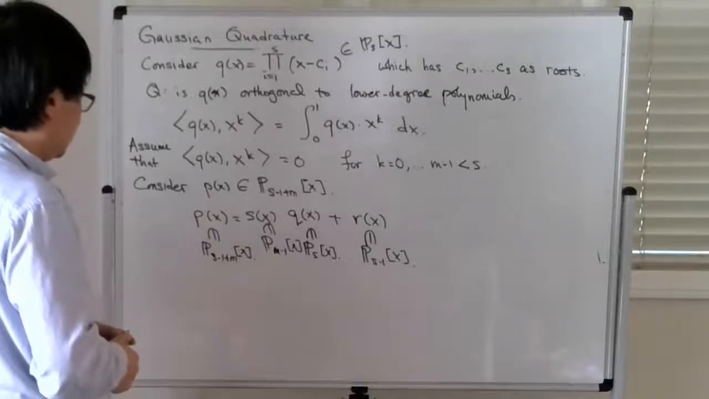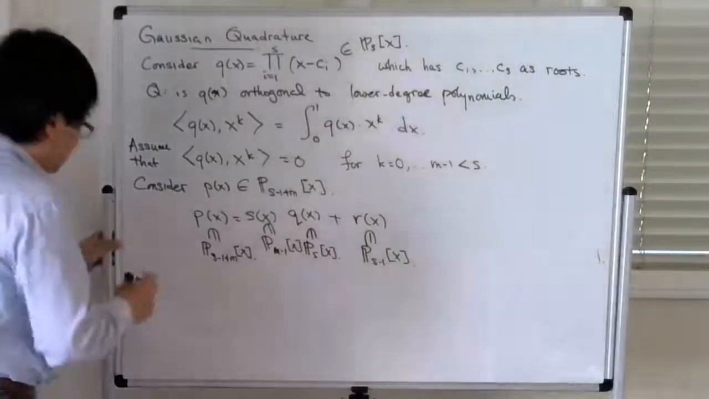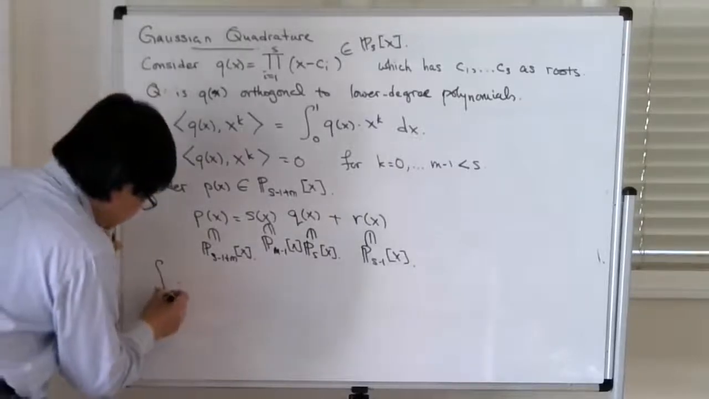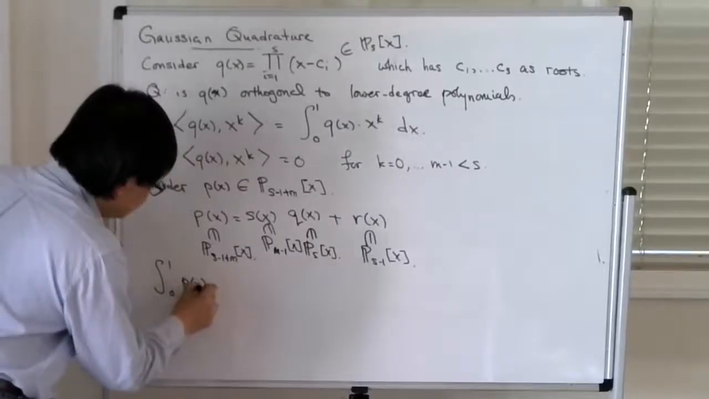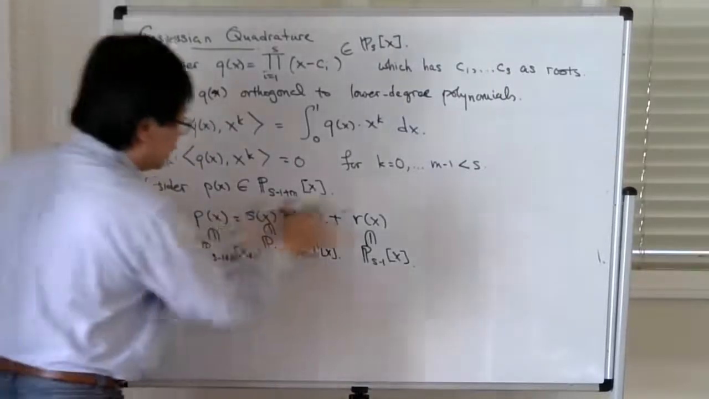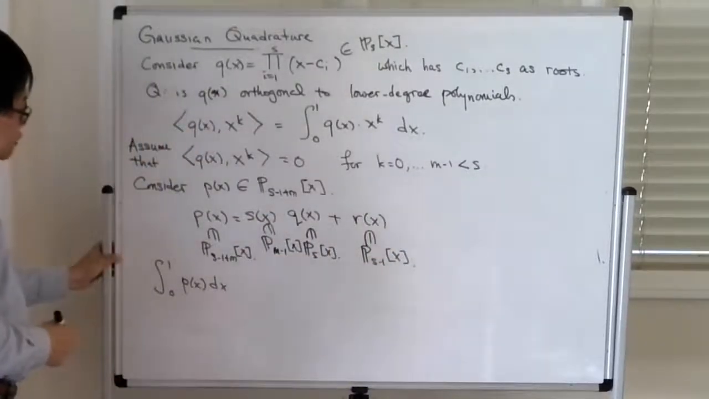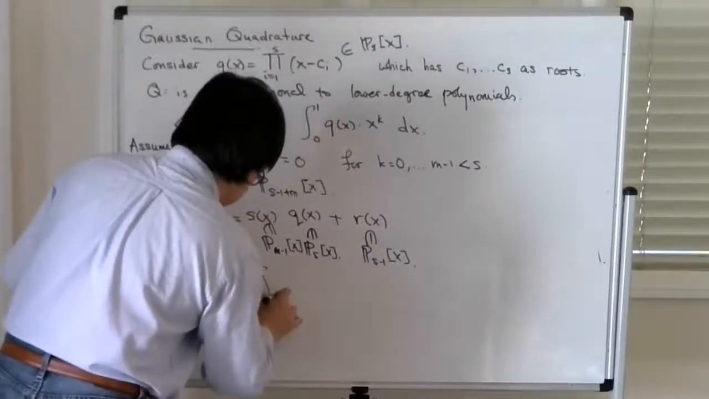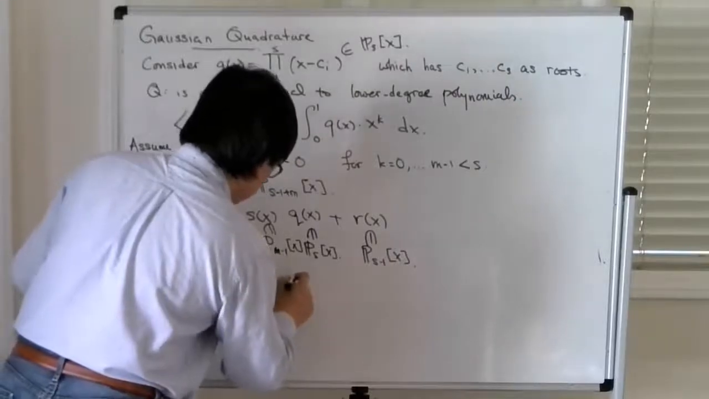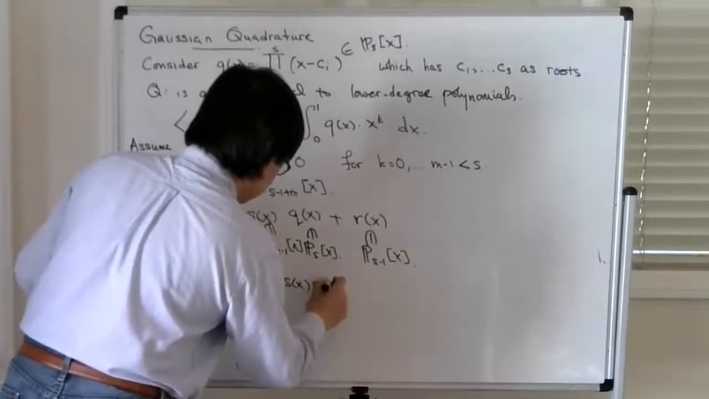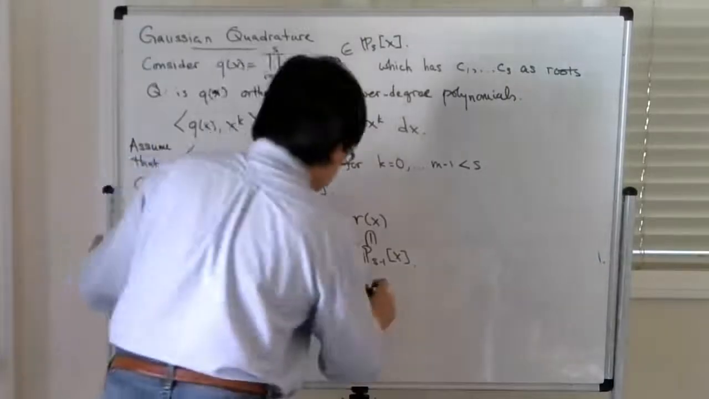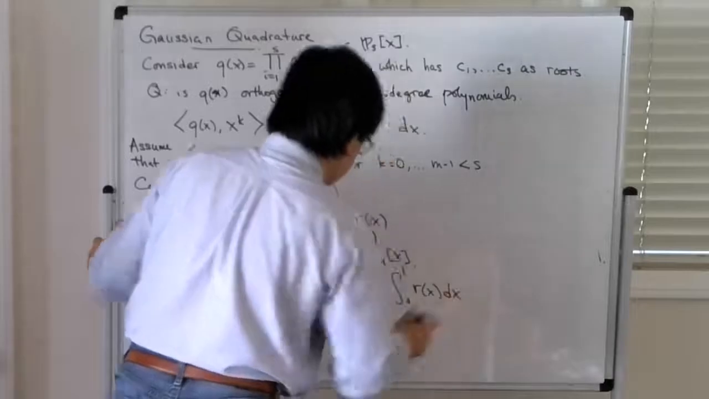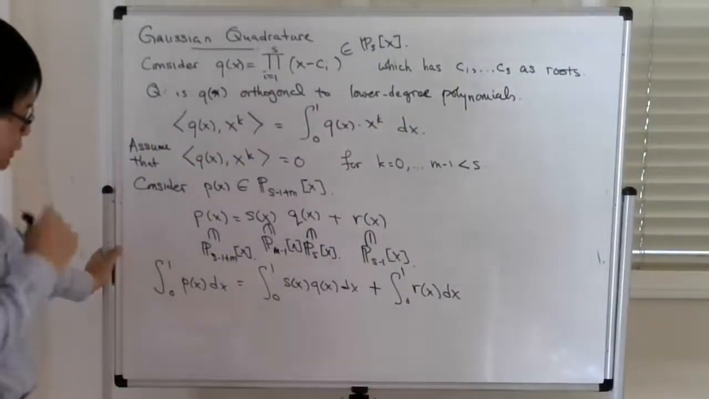Okay, so let's see what happens. All right, so I'm going to evaluate the integral of this polynomial, say 0 to 1 of p of x dx, and I'm going to use this representation of p of x as s q plus r. Okay, so this is the integral from 0 to 1 of s of x q of x dx, plus the integral from 0 to 1 of r of x dx. Okay, so let's see what happens here.